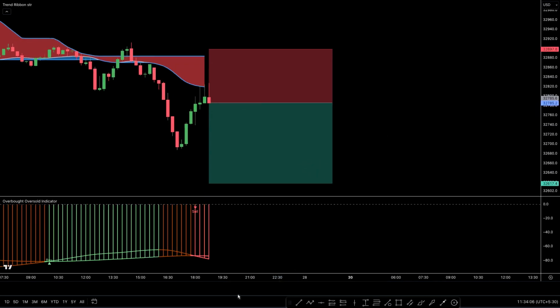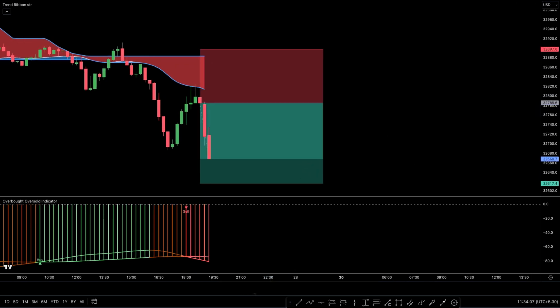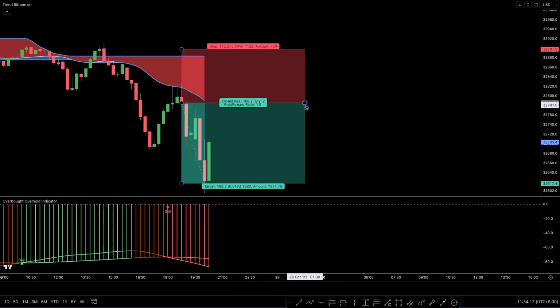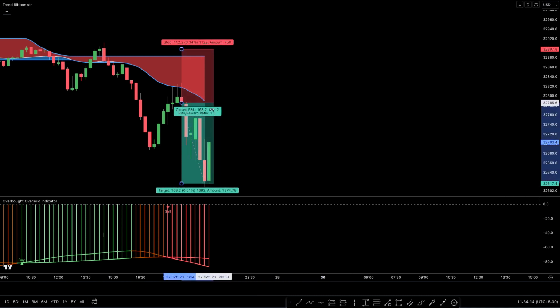Let's see how to play out this trade. This trade has completely hit the target. I hope you have understood this trading strategy.